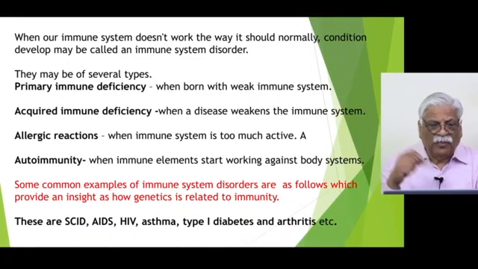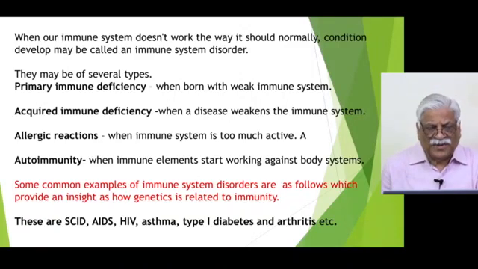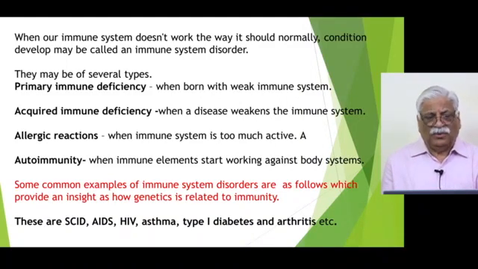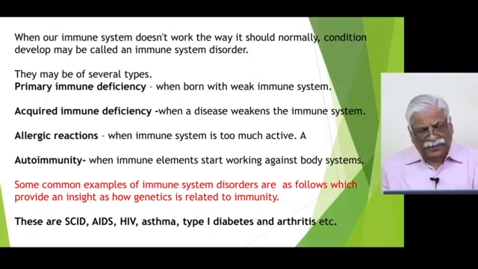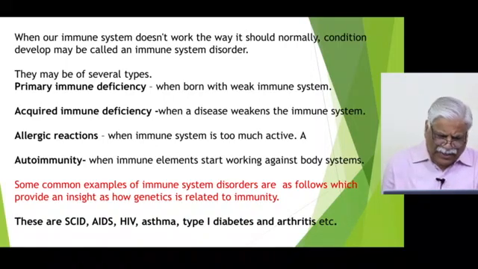Autoimmunity, this is very important. When immune elements such as certain specific cells or antibodies, which are present in our own body, start acting against body systems, this type of immunity is known as autoimmunity. Some common examples of immune system disorders are as follows, which provide an insight into how genetics is related to immunity. These are SCID, called severe combined immunodeficiency syndrome. I already gave the example.